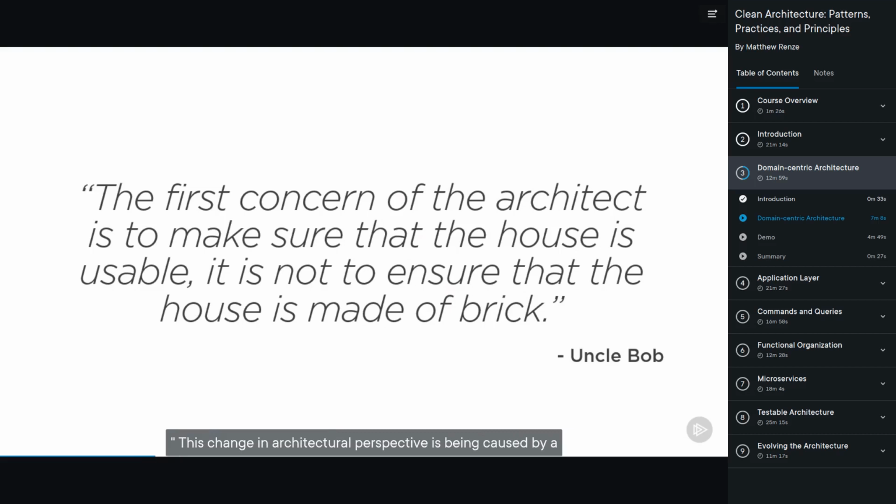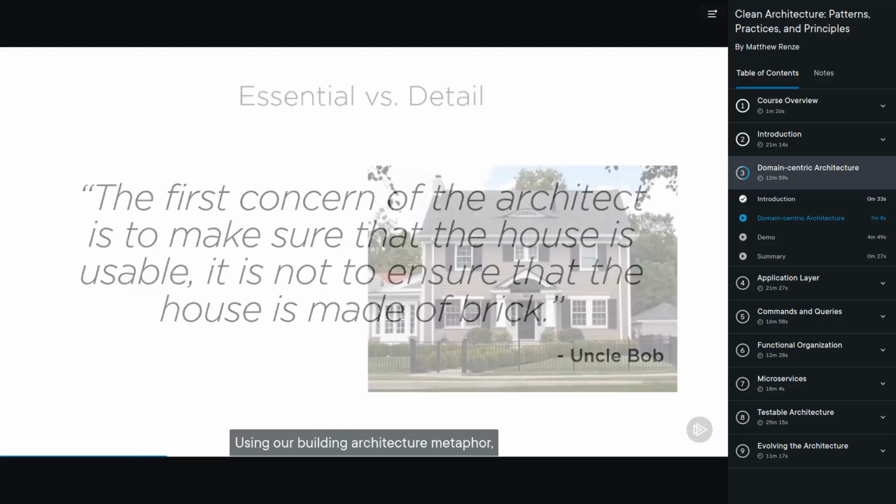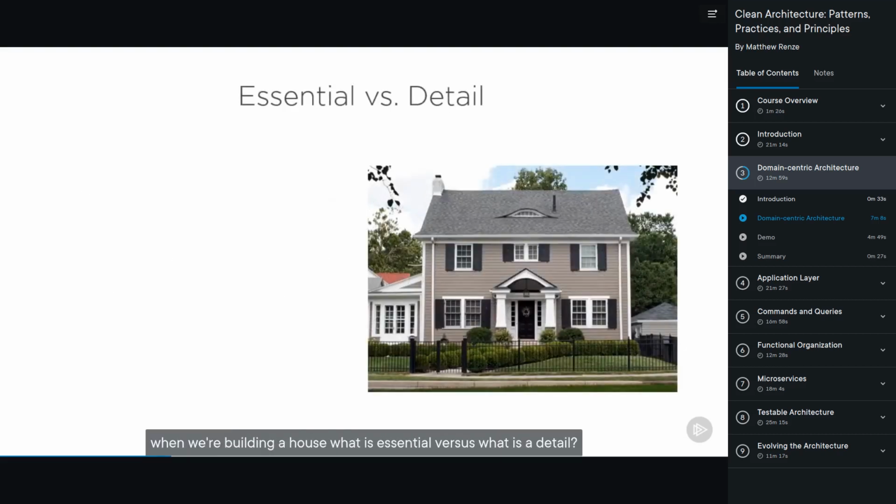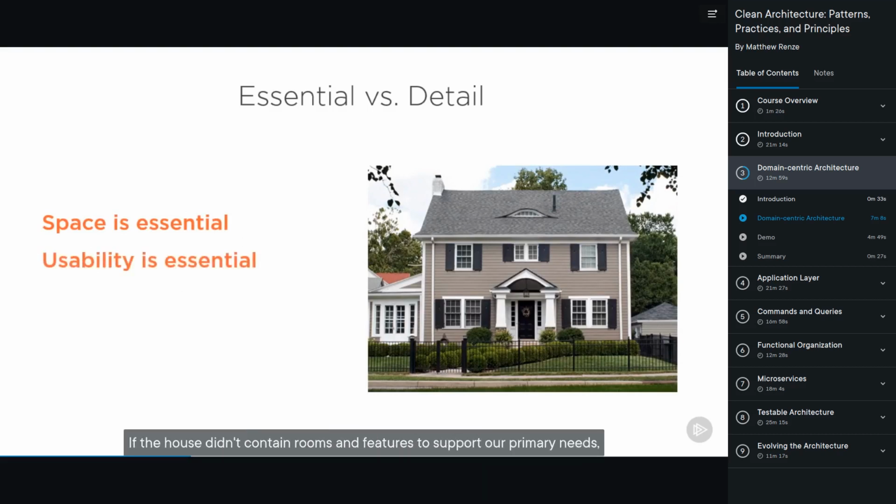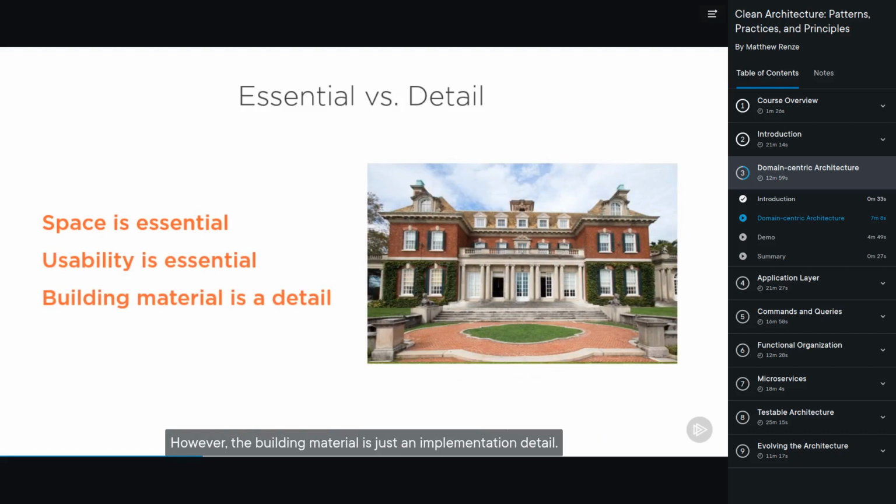This change in architectural perspective is being caused by a change in perspective about what is essential in an architecture versus what is just an implementation detail. Using our building architecture metaphor, when we're building a house, what is essential versus what is a detail? The space inside of a house is essential. Without empty space to inhabit, the house would serve no purpose. The usability of the house is essential. If the house didn't contain rooms and features to support our primary needs, again, the house would not serve its purpose. However, the building material is just an implementation detail.